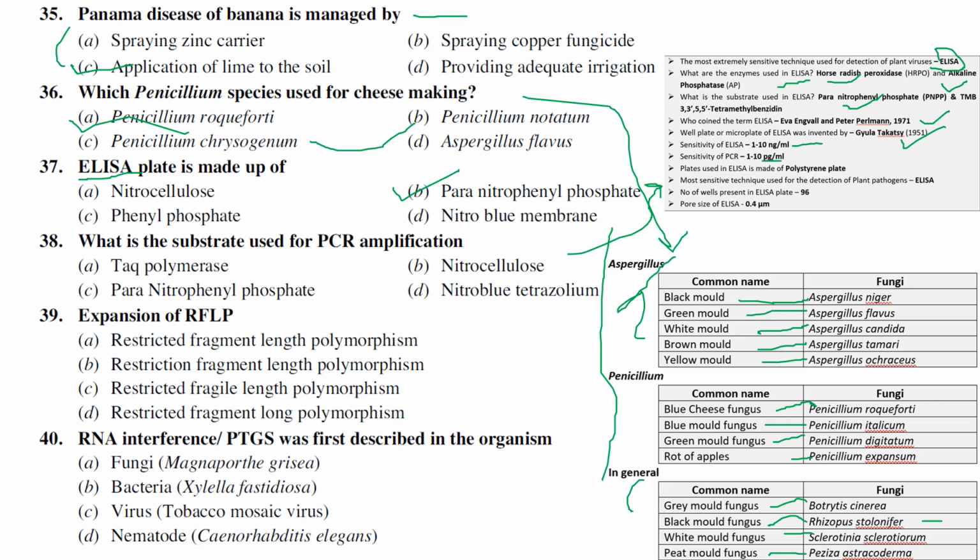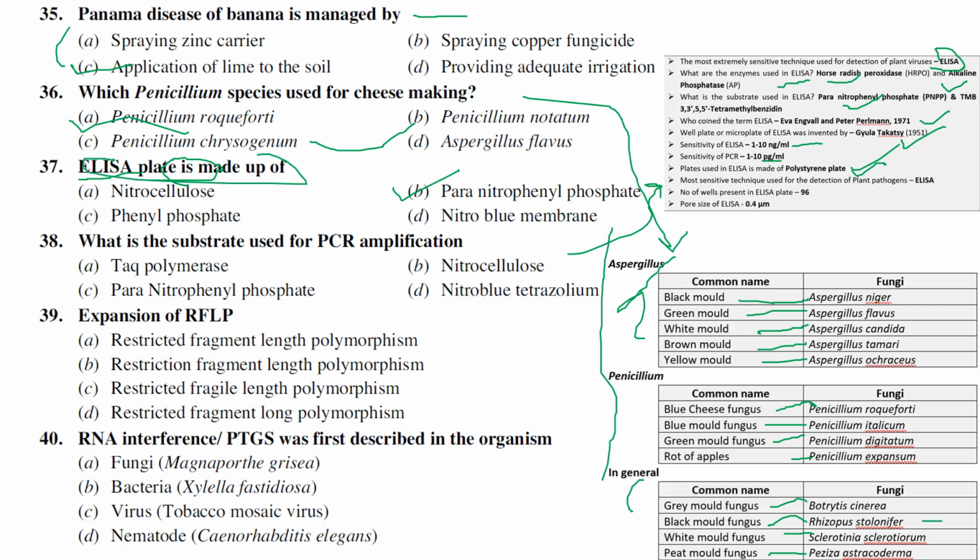The plate of ELISA is made up of polystyrene generally. Here I think I have told you para-nitrophenyl phosphate, but the question is supposed to be about the ELISA substrate, not what the ELISA plate is made up of. ELISA contains a substrate, para-nitrophenyl phosphate. Generally the ELISA plate is made up of polystyrene. So this question itself is wrong.